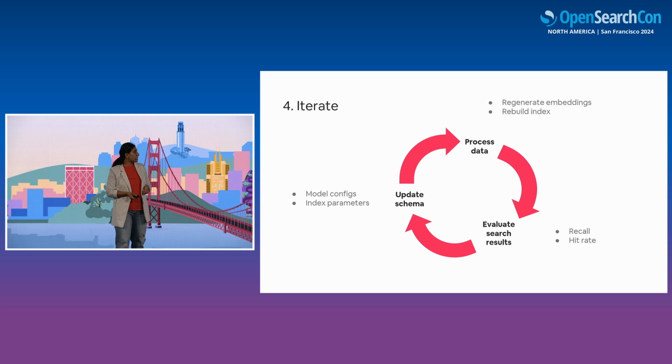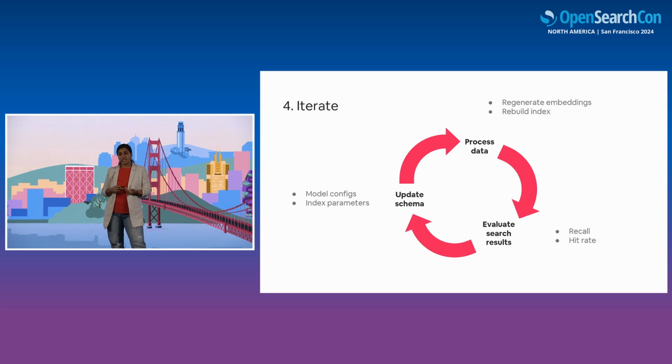Let's talk a little bit more about the fourth hidden step, which is iteration. As mentioned earlier, iteration is a necessary step in the development workflow. A user edits the schema to maybe update the model config or the index parameters, and then triggers the data processing pipelines to rebuild the indices with this new configuration. This new index is then evaluated with metrics like recall, NDCG, or hit rate until the evaluation results meet the exit criteria. The cycle keeps repeating itself.